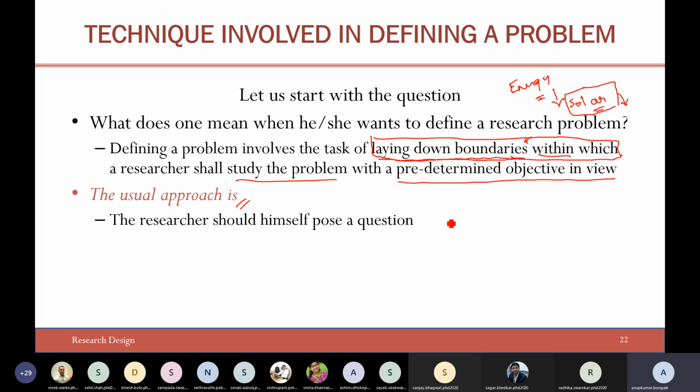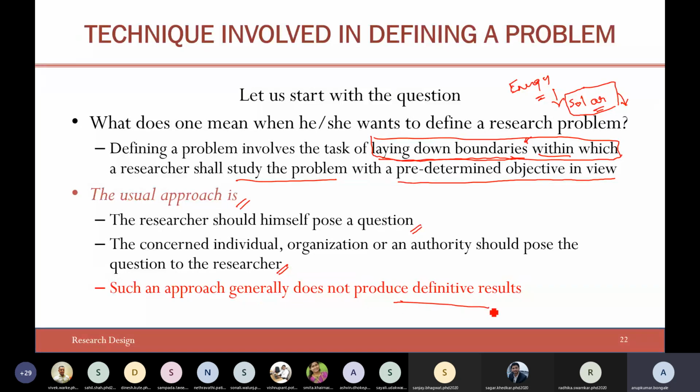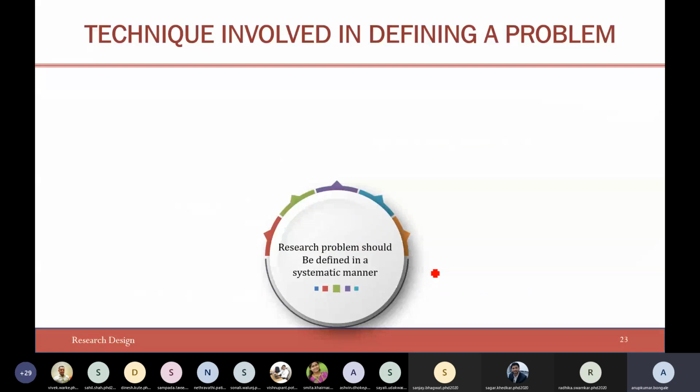The usual approach is that the researcher should pose himself certain questions. Yes, that he will do. And the concerned individual or organization should pose the question to the researcher. Okay, that is also done. But in most cases, such an approach generally does not produce definitive results in defining the problem. So for that, you should use this particular approach. The research problem should be defined in a systematic manner.